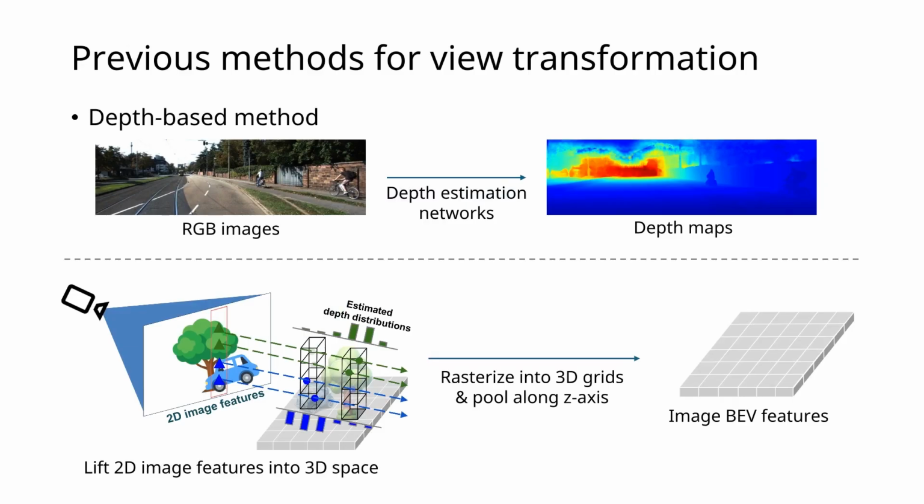In this approach, additional layers or networks are designed to estimate depth values or depth distributions directly from the image. The predicted per-pixel depth values or depth distributions are then used to lift 2D image features into 3D space along the camera rays. As a result, image features are projected into a continuous 3D volume. These features are then rasterized into voxel grids, and by applying pooling along the z-axis, a BEV feature map is finally obtained from the image.